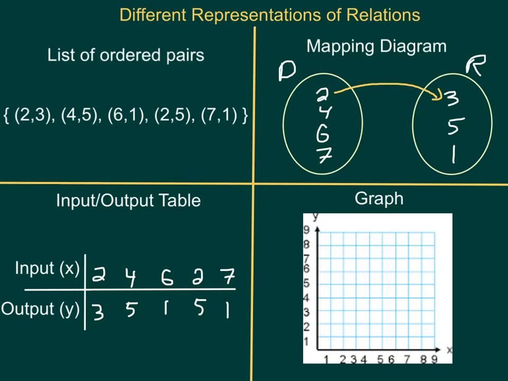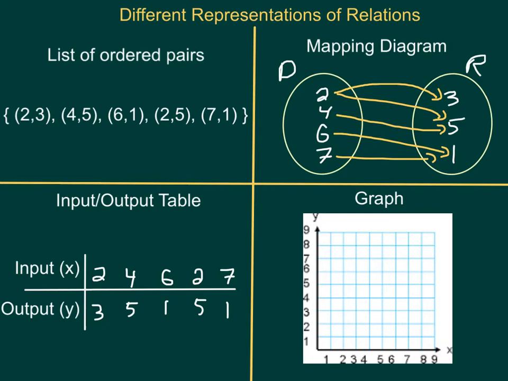I'm going to repeat this for the other points as well. 4 goes to 5. 6 goes to 1. 2 also goes to 5. And 7 also goes to 1. And so that mapping diagram there shows me the exact same information as either my list of ordered pairs or the input-output table.